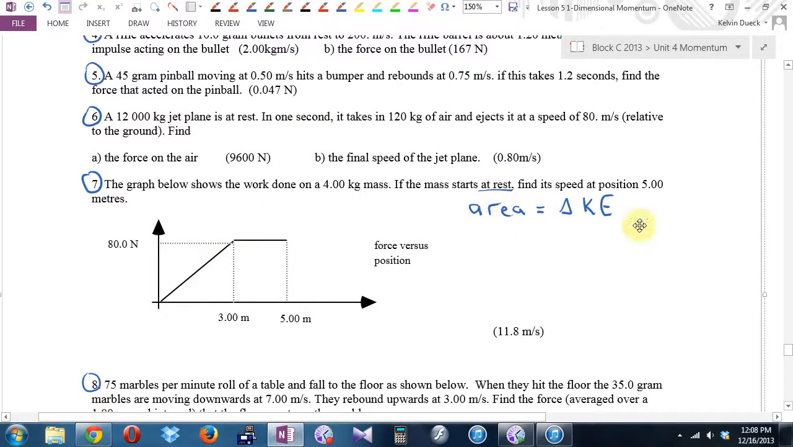That's going to go here. And this is going to be a half m v squared final, at rest, so no v initial. So it's going to be divided by a half m, square root, and away you go.